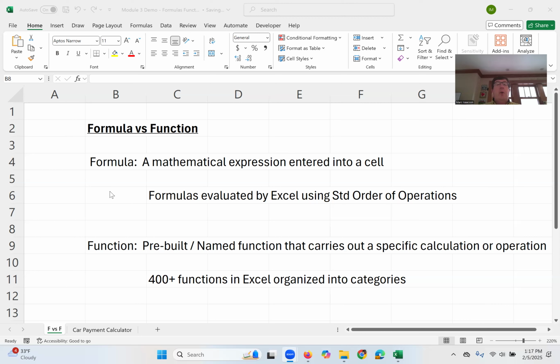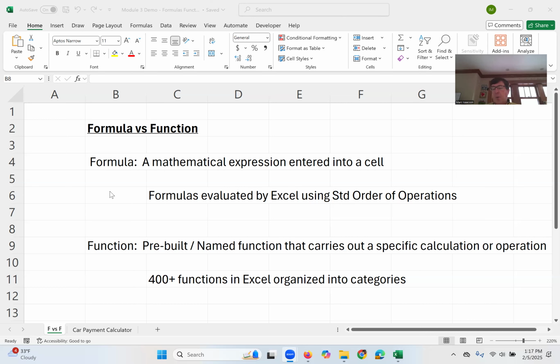When you do a formula in Excel, you can do all the same math that you could do on a calculator: addition, subtraction, multiplication, division. You can put in parentheses. You can put in exponents, any function that you might see in a textbook, you certainly could convert into an Excel formula.